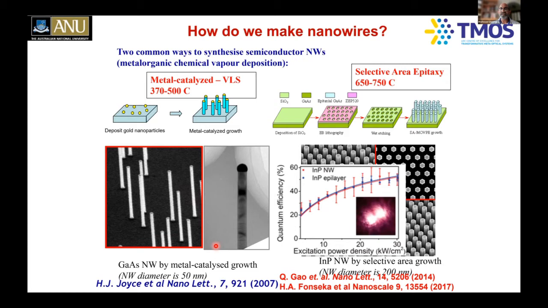For example, in the case of gallium arsenide, non-radiative recombination is a major issue, and you always have to passivate these gallium arsenide nanowires if you want to use them for optoelectronic device applications. But I won't have time to go into the details of it, and I'm happy to answer any questions you may have during the Q&A session.